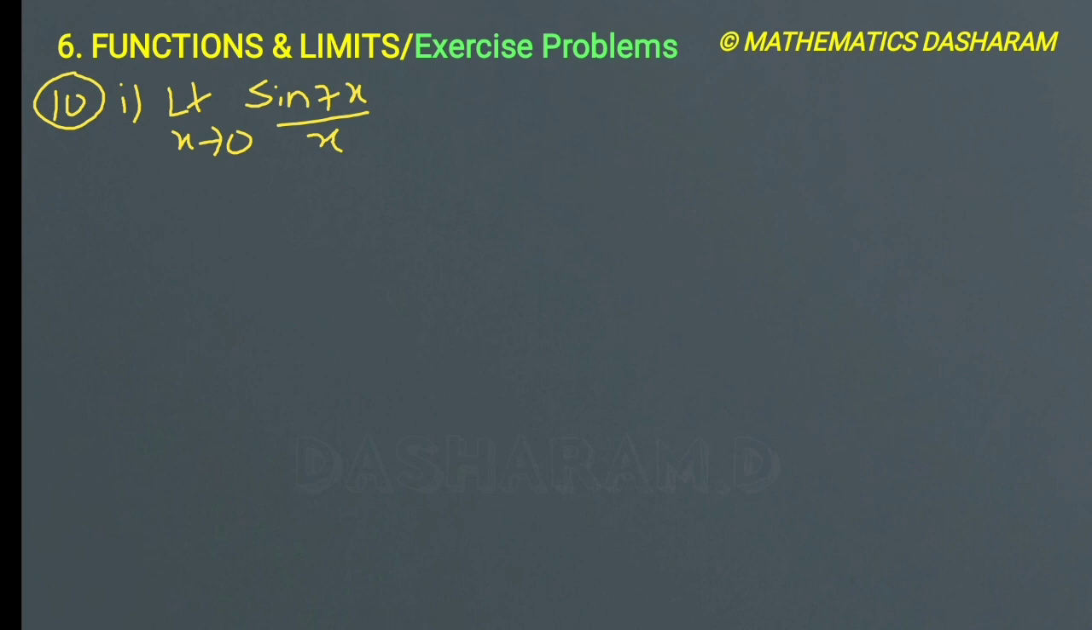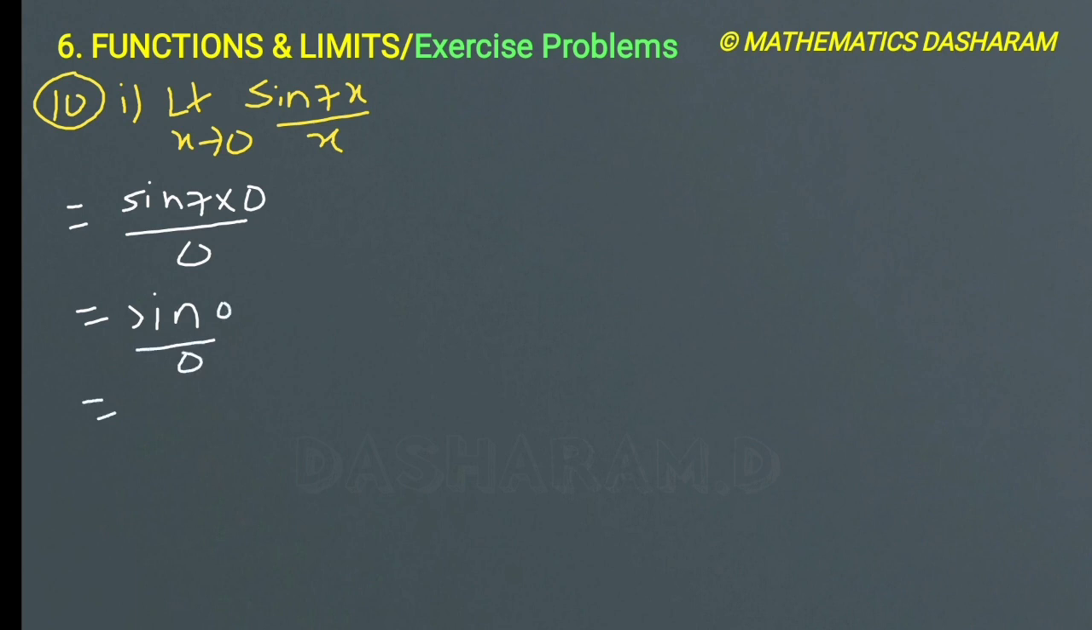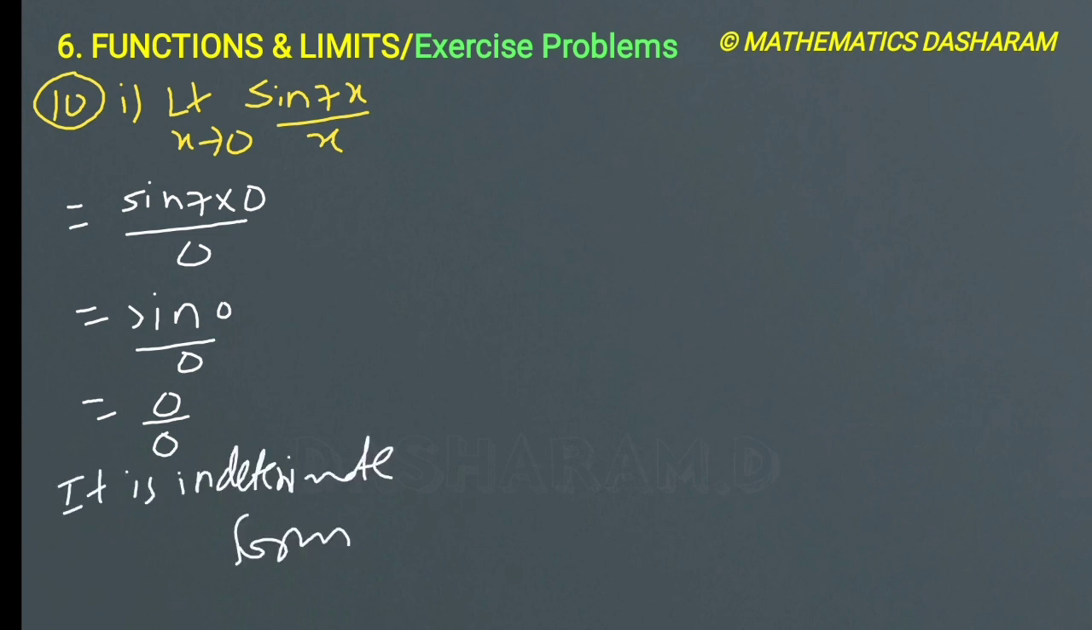Next, 10th bit, first problem: limit x tends to 0, sin 7x by x. Substitute x equals 0: sine 7 into 0 divided by 0. Sine 7 into 0 is 0, divided by 0. Sine 0 degrees is 0, so 0 by 0 is an indeterminate form. So let's find the answer in another way.